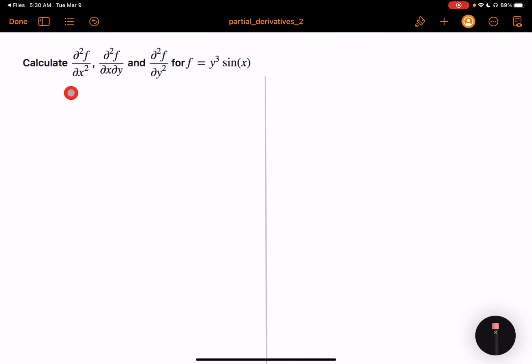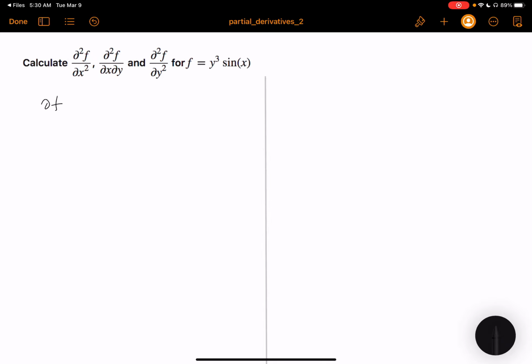Calculate the partial derivatives of f with respect to x and y, all in second order, where f is equal to y cubed times sine x. Let's start with the first order partial derivatives.